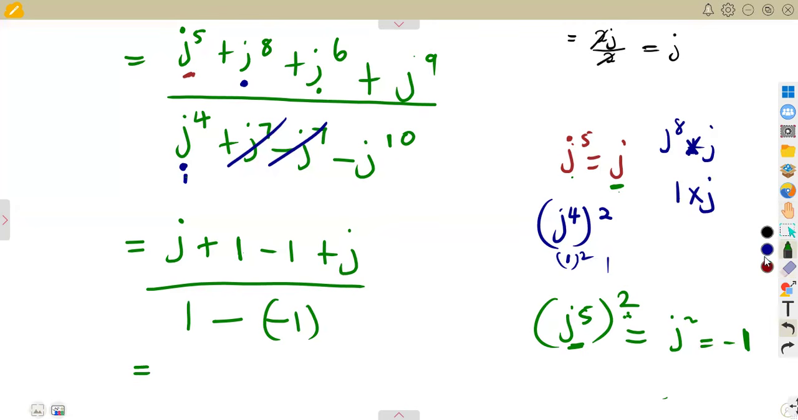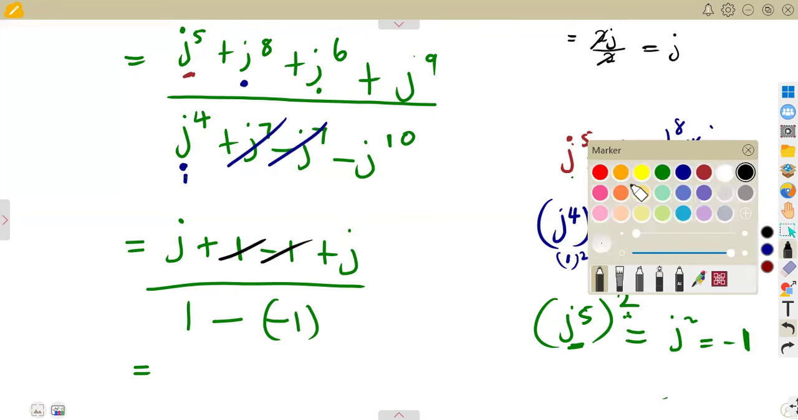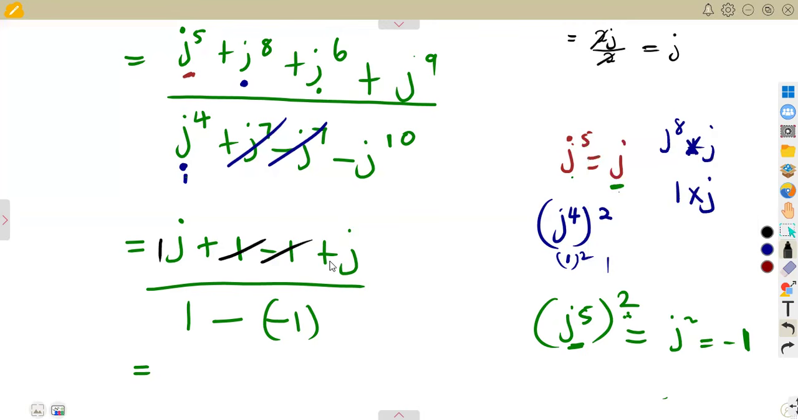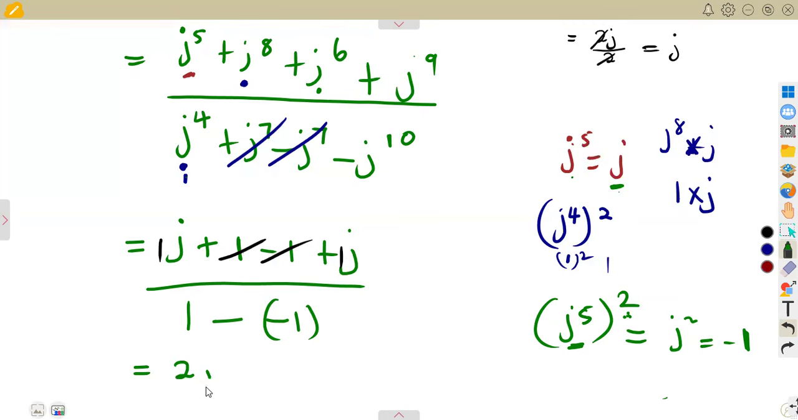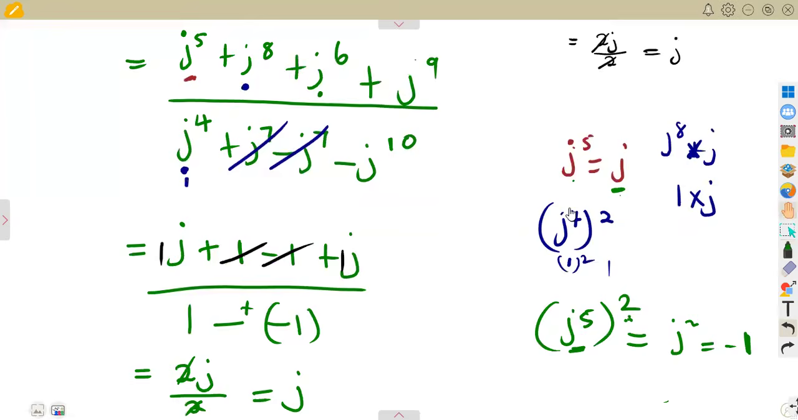All right, so let's simplify. 1 minus 1, that was going to be a 0 there. We are left with j plus j, that's 1j plus 1j, which is going to be 2j over minus and minus, that's a plus, so that'll be a 2. This cancels, so that was going to give us a j. Guys, this is mathematics.